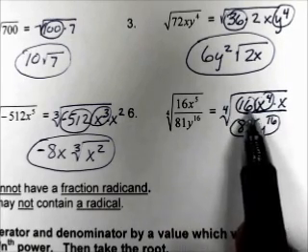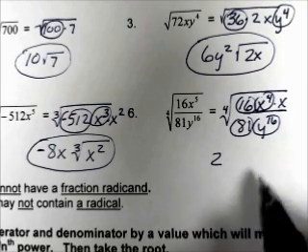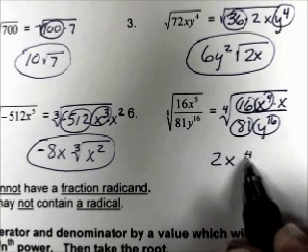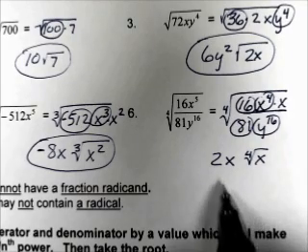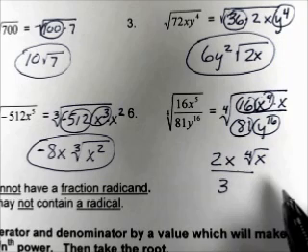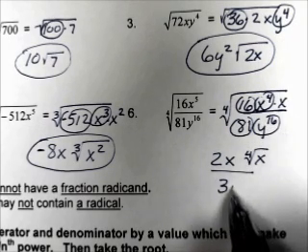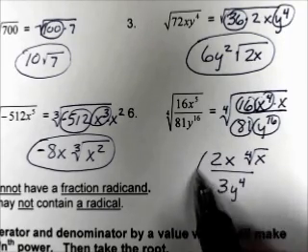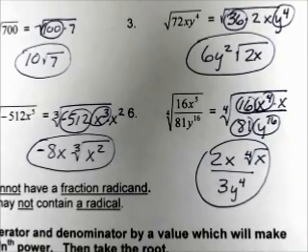The fourth root of 16 is 2. The fourth root of x to the fourth is x. The fourth root of x remains. And the fourth root of 81 is 3. The fourth root of y to the 16th, again, you're dividing 16 by 4, and that's 4. So this is 2x, fourth root of x, over 3y to the fourth.